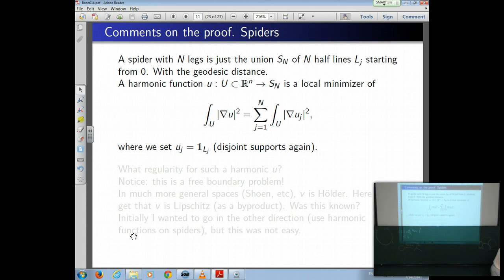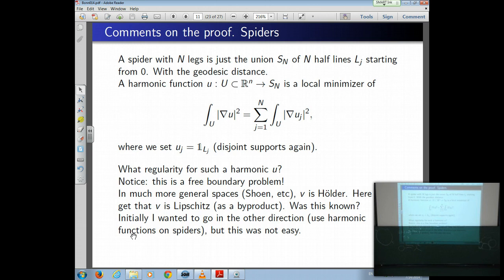At the beginning, we first thought that we would be able to use harmonic functions on spiders as the extension so as to prove a theorem. But we didn't find the theorems that we liked on harmonic functions on spiders.